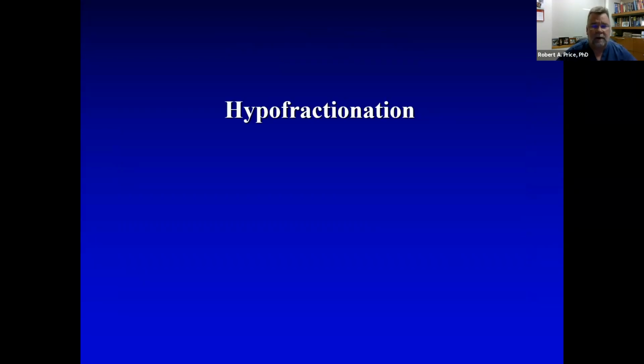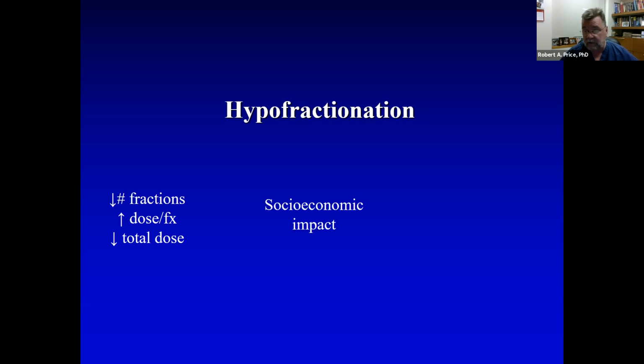Now, hypofractionation is a big topic for ASTRO as well as many other organizations. This is where we decrease the number of fractions, but increase the dose per fraction, which requires us to decrease the total dose. Now, there's socioeconomic impacts from this, meaning that perhaps patients can't come for 40 fractions or 30 fractions. It might be advantageous for them to be able to come to fewer fractions. It may be cheaper in the long run for them to be able to afford the high quality treatments, assuming we get the same outcomes as we would from conventionally fractionated treatments.